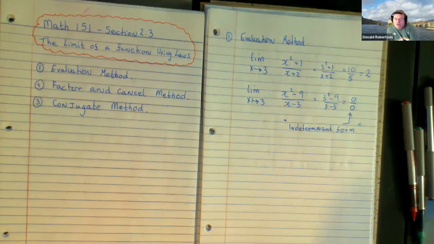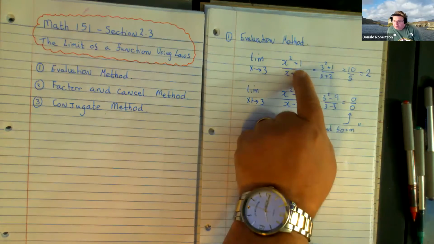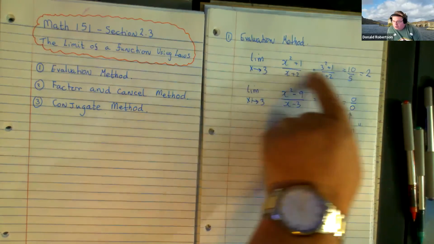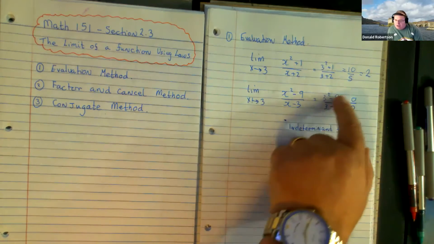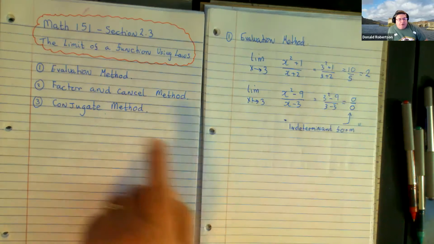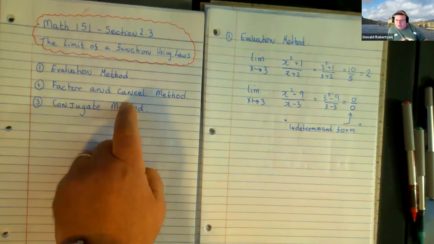So normally what you should do when you've got questions about finding limits is try this method first, because if it works, you've got the answer and you're done. You try it and if you get an indeterminate form, then you know to use one of these two methods. And we'll tell you how you can tell which one is a more appropriate method to use.